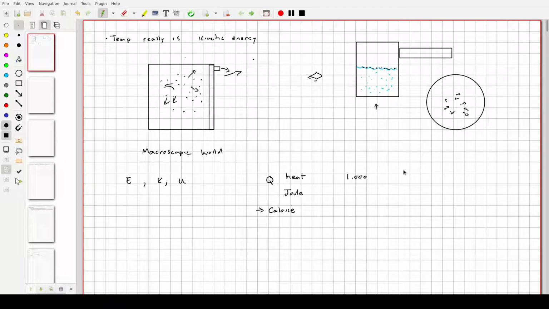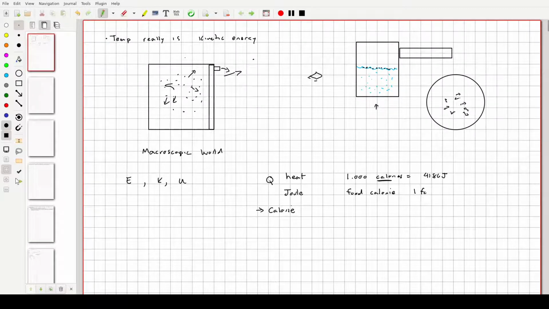1.000 calorie is equal to 4.186 joules. Now, there is such a thing as something called a food calorie. When you look at the side of a box of ramen noodles or something like that, and you look to see how many calories it is, you're looking at food calories. Those calories are not the same thing as these calories, although there is a relationship between the two.